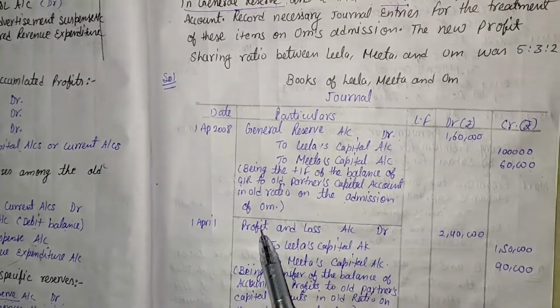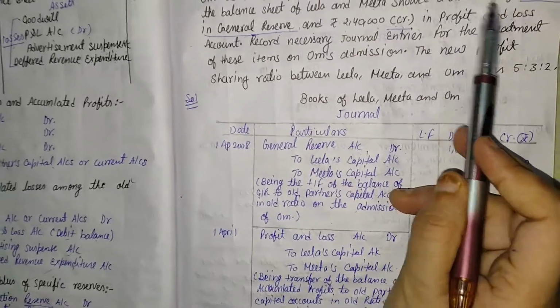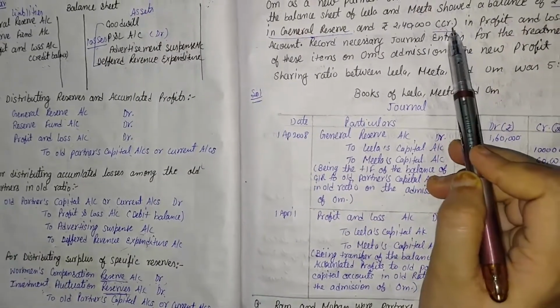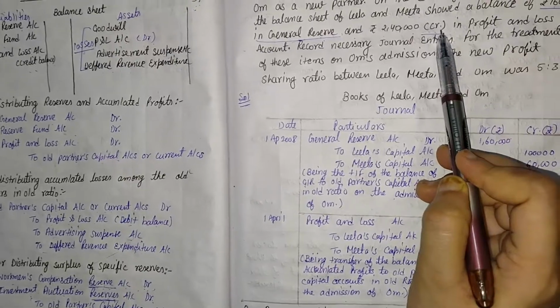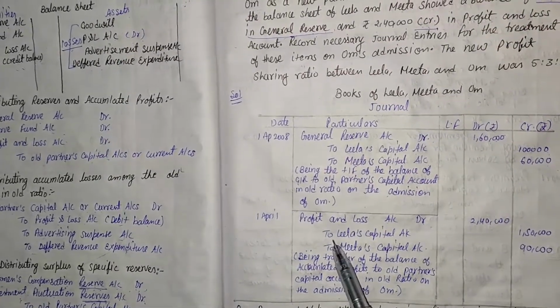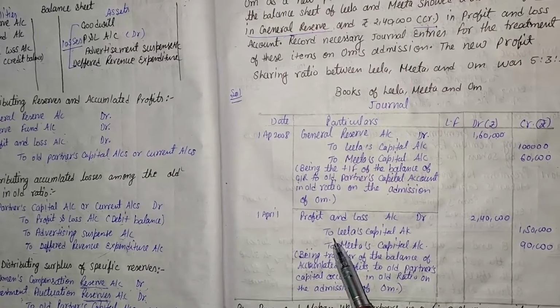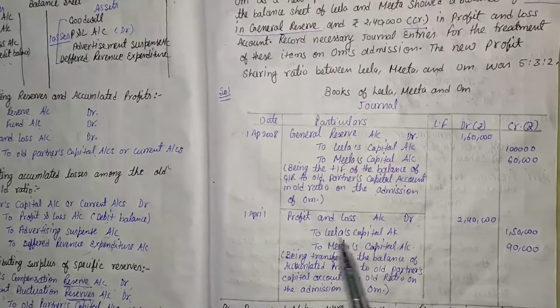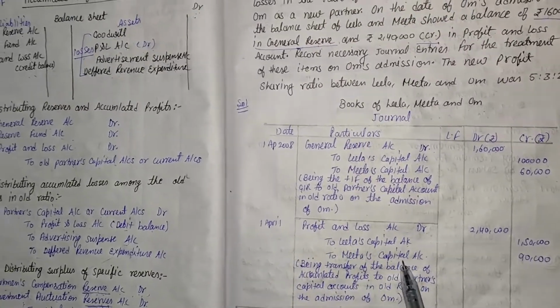Now the second point given in the question is that the profit and loss account has a credit balance of rupees 2,40,000. It means that it is a credit balance, so it should be debited. Here it is profit and loss account debit to old partners' capital account. And who are the old partners? Leela and Meeta. So, profit and loss account debit to Leela's capital account and Meeta's capital account.